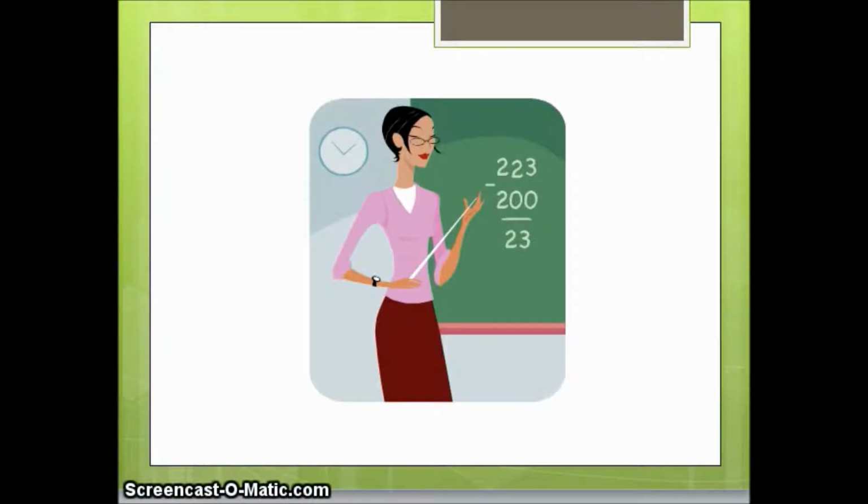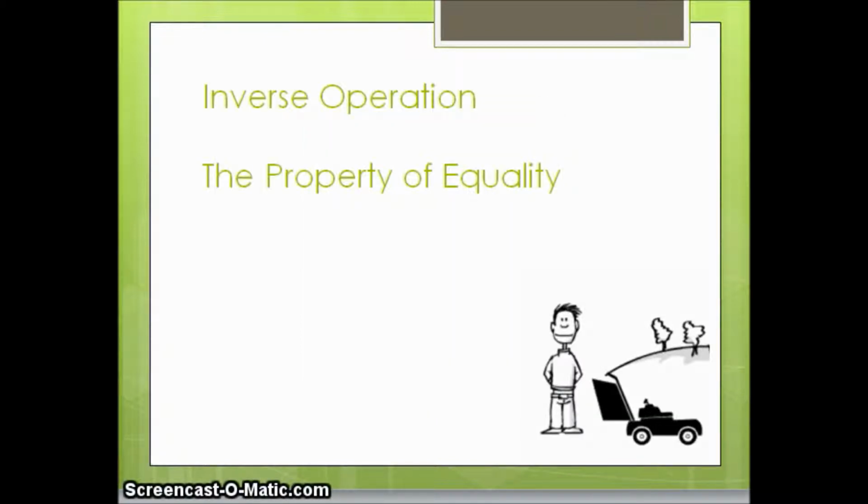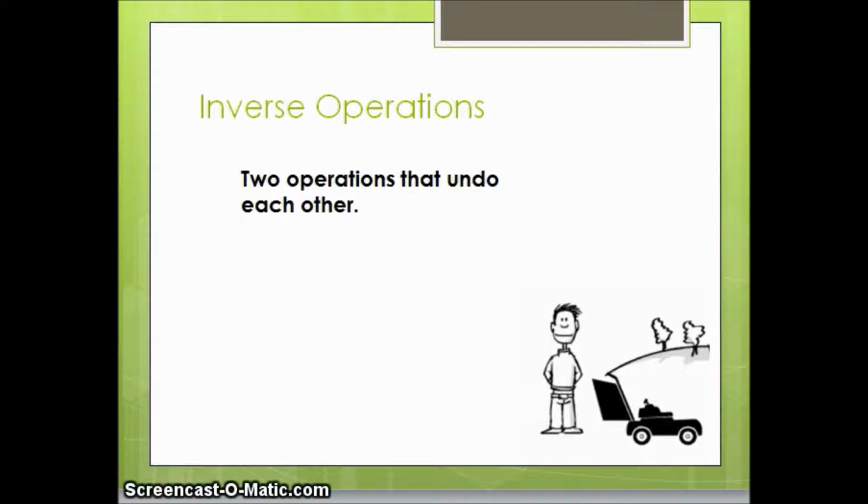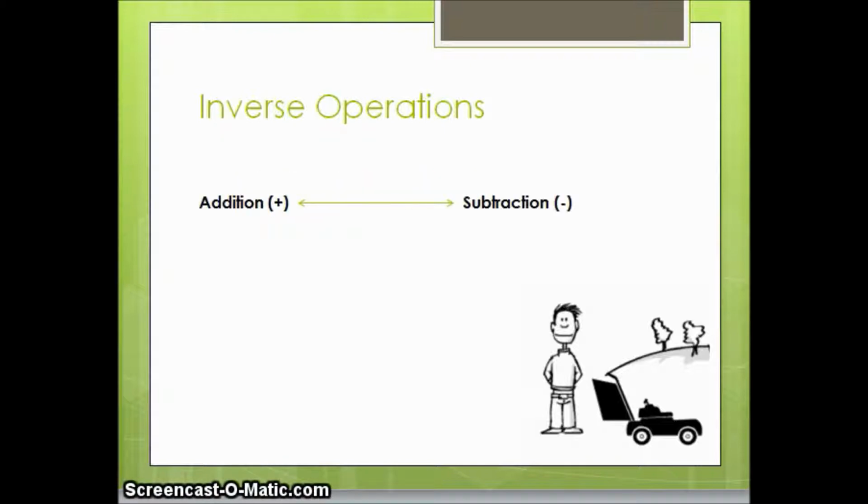So Marley was able to solve his two-step equation by using both the inverse operation and the property of equality. Let's recap. Inverse operations are two operations that undo each other. Addition undoes subtraction. Multiplication undoes division, and vice versa.